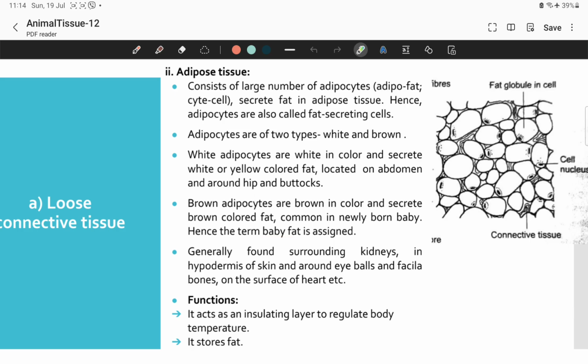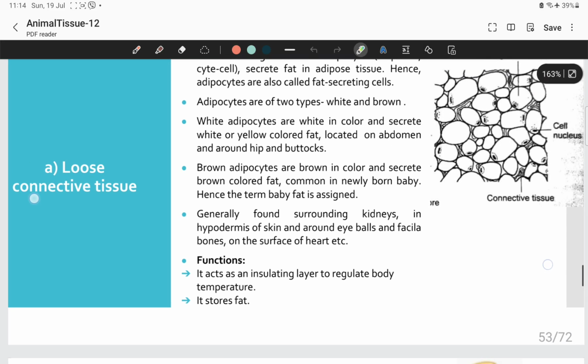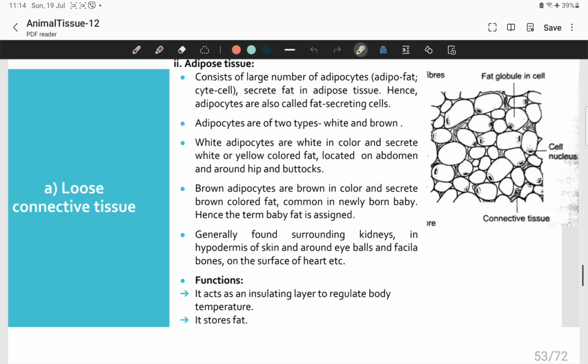Generally, such tissue is found surrounding kidneys, in the hypodermis of skin, that means below the skin, around eyeballs, in the facial bone, the bone of the face, and on the surface of the heart. That's why it helps to regulate our body temperature by insulating our body from the loss of heat. The next function of it is to store fat, because all the glucose that we eat will not be consumed. So extra glucose converts into fat and is stored in this kind of tissue.